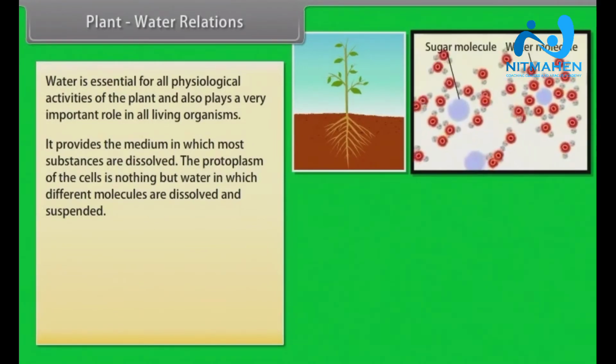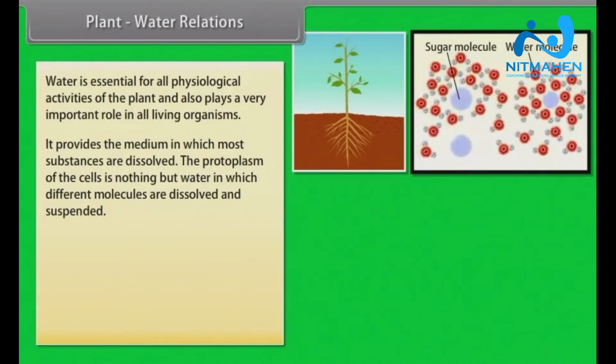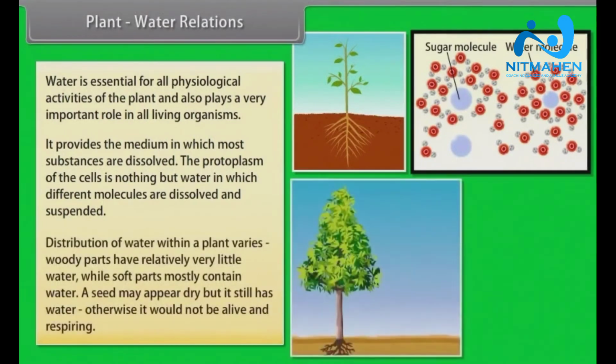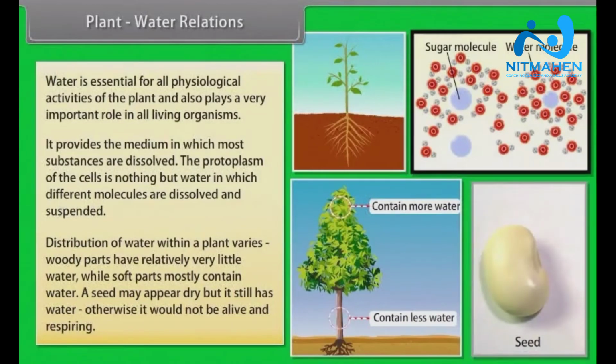A watermelon has over 92% water. Most herbaceous plants have only about 10 to 15% of their fresh weight as dry matter. Of course, distribution of water within a plant varies. Woody parts have relatively very little water, while soft parts mostly contain water. A seed may appear dry, but it still has water. Otherwise, it would not be alive and respiring.